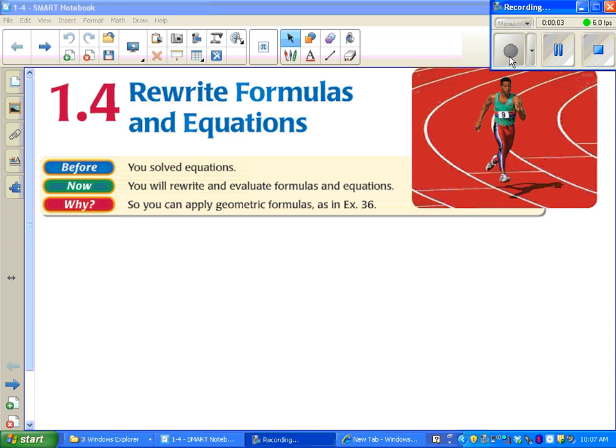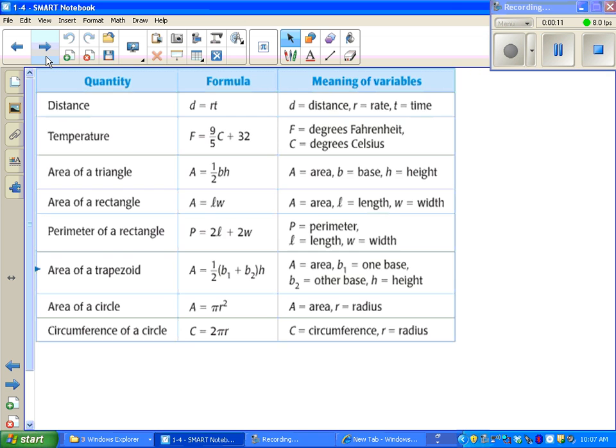In section 1.4, our goal is to rewrite and evaluate formulas and equations. On this page, you'll see a bunch of formulas. Most of them you should know. I'm going to put a checkbox next to the ones that I think are worthy of memorization, or things that you should already have memorized.